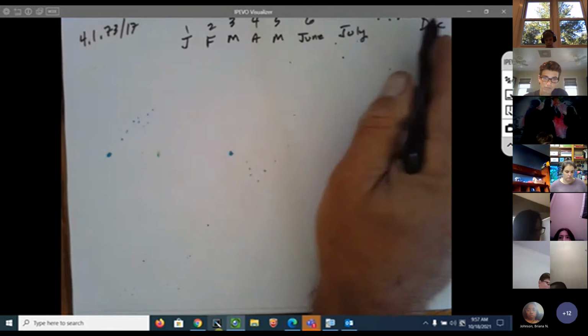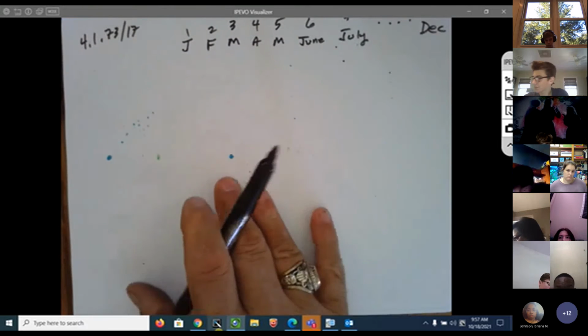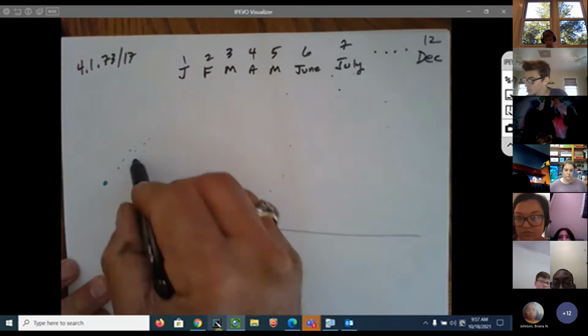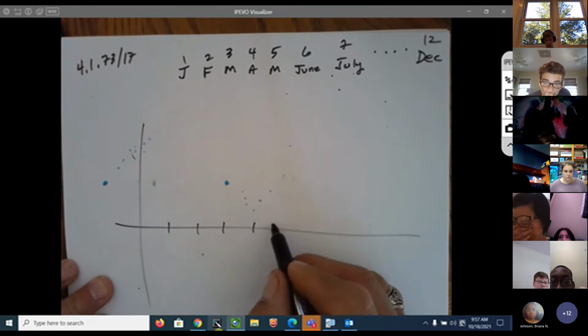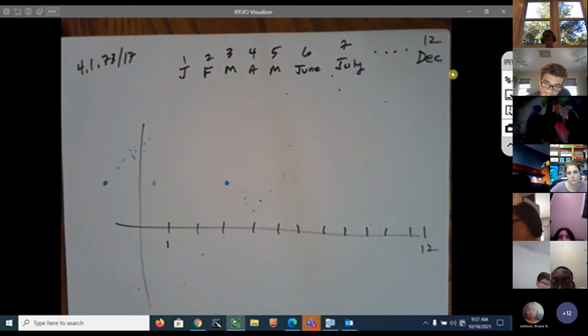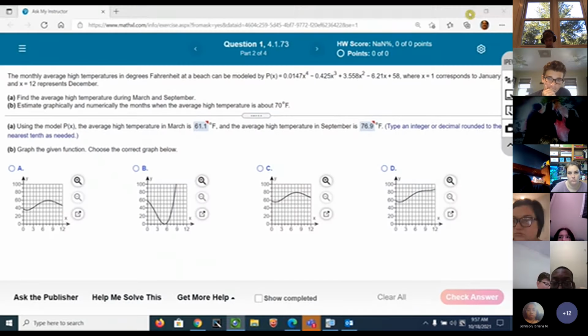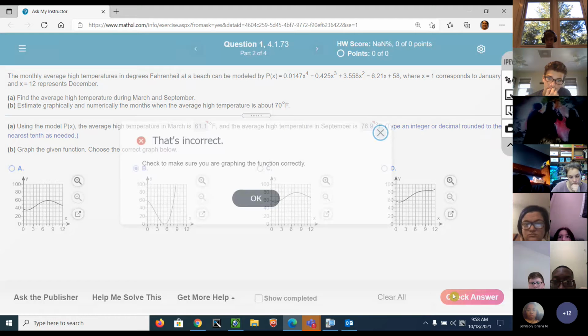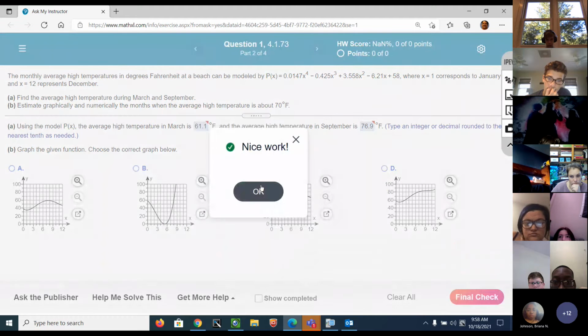So your x-axis is going to be from 1 to 12, okay? 1, 2, 3, 4, 5, 6, 7, 8, 9, 10, 11, 12. 1 and 12. And let's see what it looks like. It's going to be a quartic function. I don't know which one it is. I'm just going to take a guess at B. No. C. Okay, there it is.